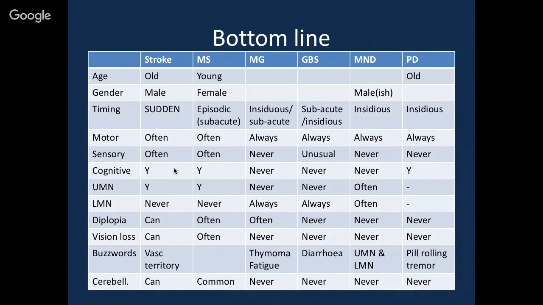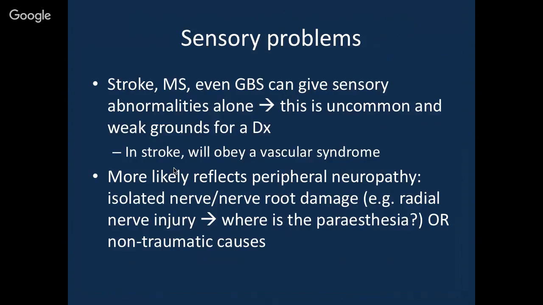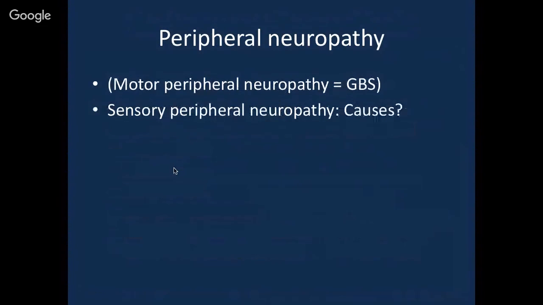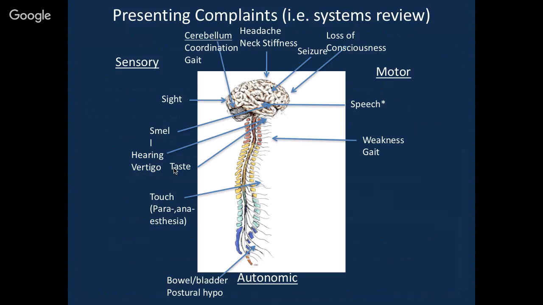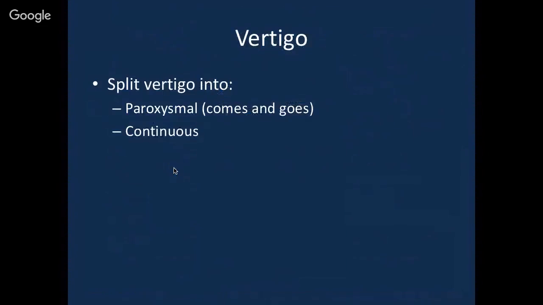You're not really going to have to do this too much, but I just put it all in a table, so look at it in your own time. Causes of sensory peripheral neuropathies, you should know. They did ask that in an OSCE 2 years ago, so I'd memorize that list.